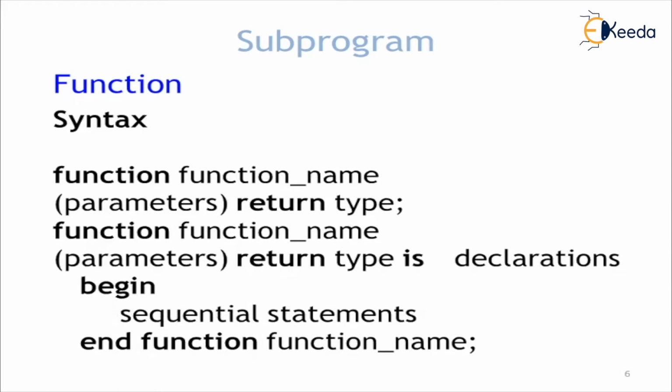So what is the syntax of a function? A function is declared with the keyword function, then its function name, then the parameters, whatever input parameters you want to declare, and its return data type. The function name, parameters and return data type make up the declaration part. Then this is the function body. This is the function declaration, this is the function body. Here we can write the functional sequential statements.